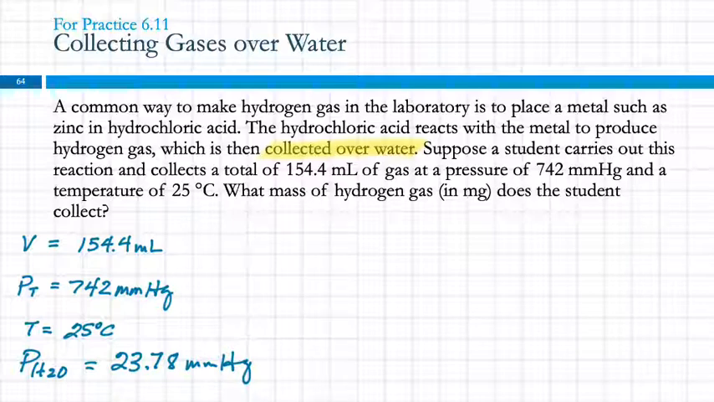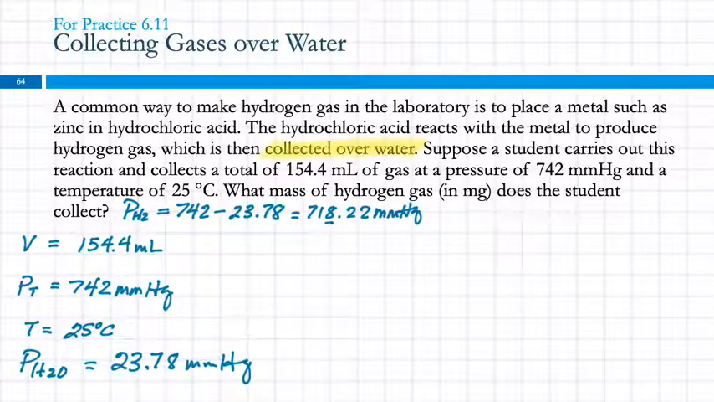So if I'm trying to find the mass of hydrogen, I need the pressure of just the hydrogen. So I have to subtract the water from the total pressure. So pressure of the hydrogen is equal to the total pressure, 742, minus the partial pressure, and I do think it's better to subtract before you convert to atmospheres. So this is giving me 718.22 millimeters of mercury.